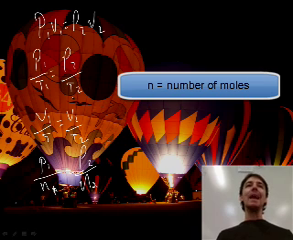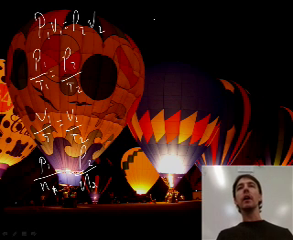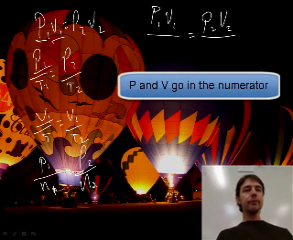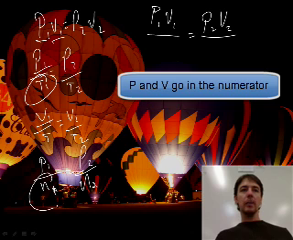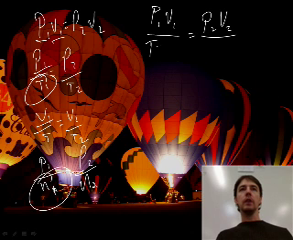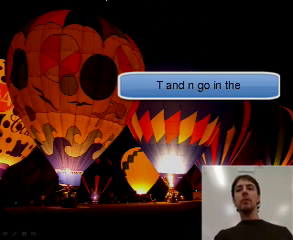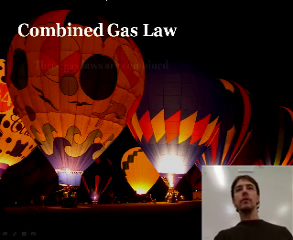So what we're going to do is combine these. Let's look at everything that's in the numerator. Everything in the numerator is the P and the V. We notice P's here and V's here, always in the numerator. So let's put those in the numerator: P1 V1 over something equals P2 V2 over something. Well, what's it over? Everything in the denominator. Temperature is in the denominator, and moles are in the denominator. T1 and N1, T2 and N2. This is the combined gas law.